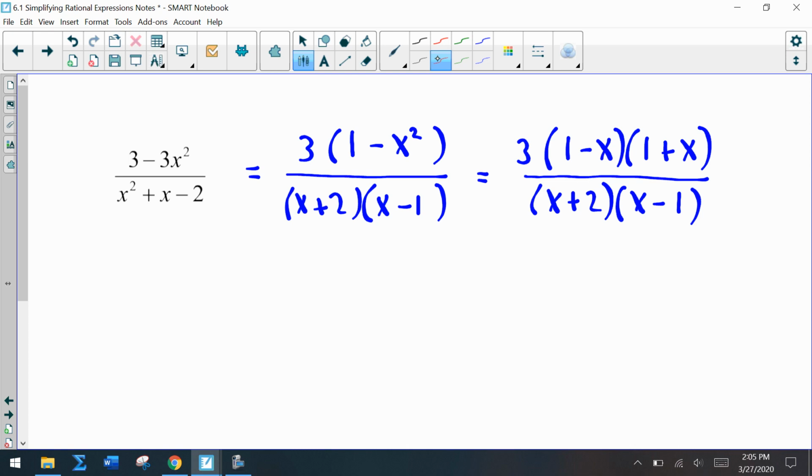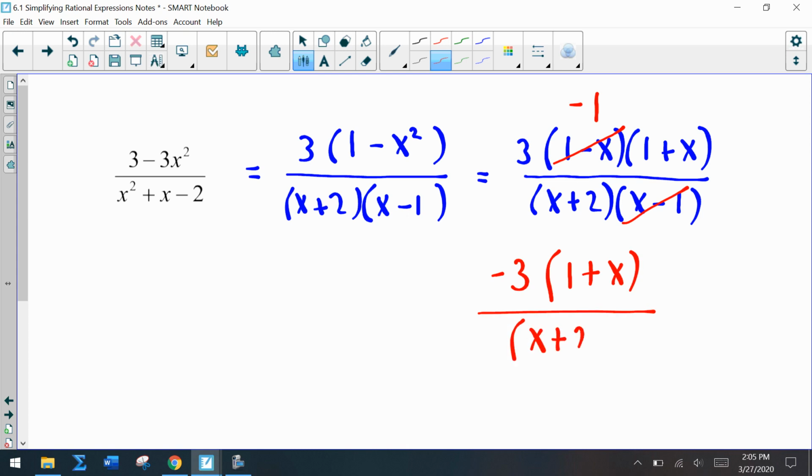Now that we factored everything, the only common thing we have are these. But notice how we have 1 minus x and x minus 1. So when I reduce that, I'm going to put a negative 1 up there. So we have 3 times negative 1, which is negative 3, and then we have 1 plus x, or you can write x plus 1. Either would work. And we can leave it like this.